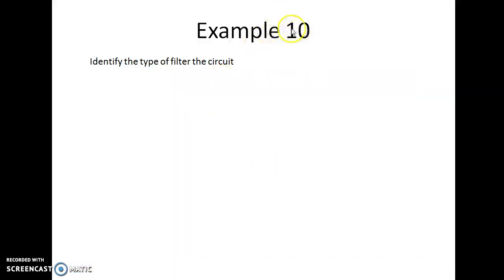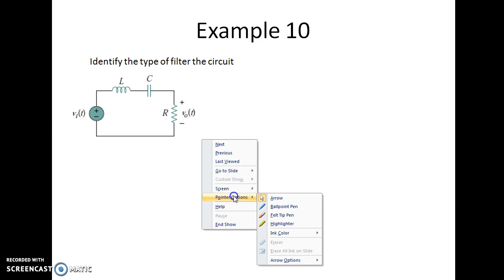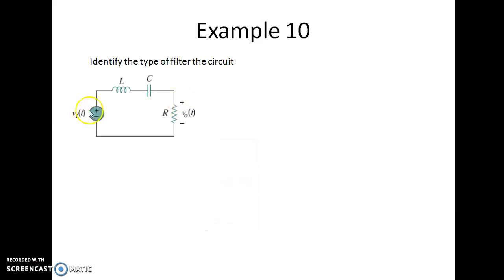Hello friends, this is example 10 on filter module, and the question is to identify the type of the filter of the given circuit. And here the circuit is shown. See here, one input voltage source is connected. With it one series inductance L is connected, and another capacitor is connected in series, and one resistor is also connected in series. This is a series RLC circuit, and we are taking the output voltage across the resistor. We have to determine what type of filter this is.